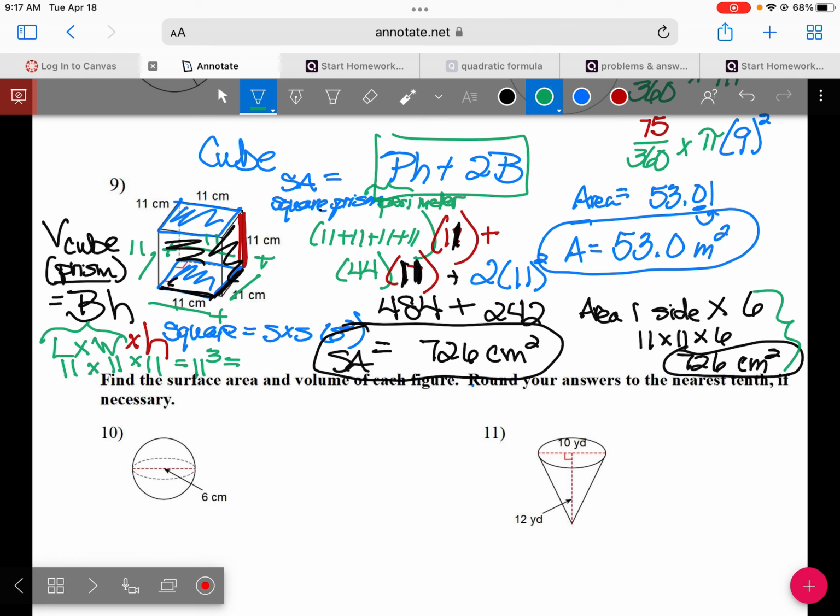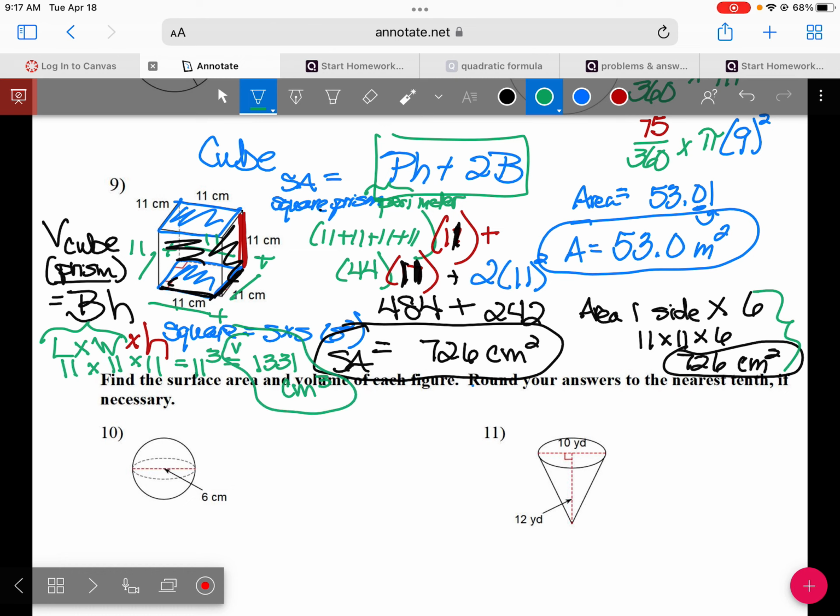This is the audience participation part. What is it? Nice and loud. 1331. Yes. And that is centimeters cubed because it's volume.